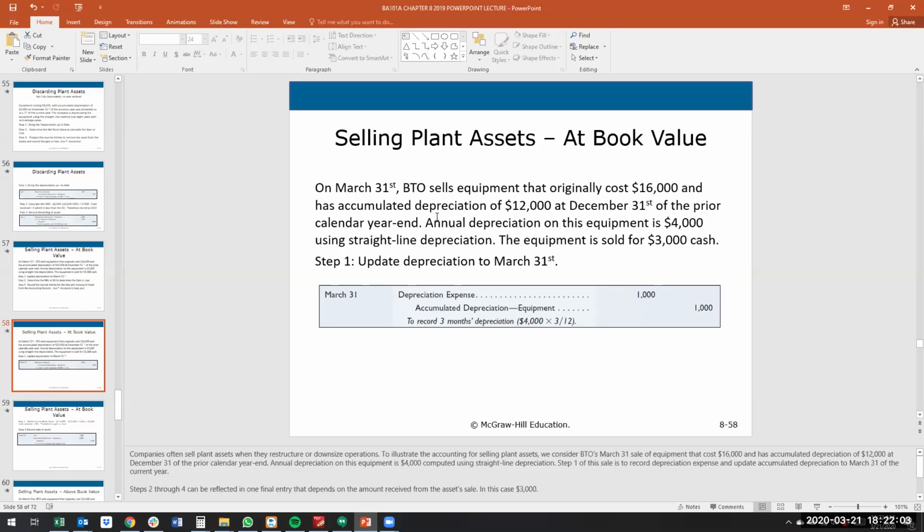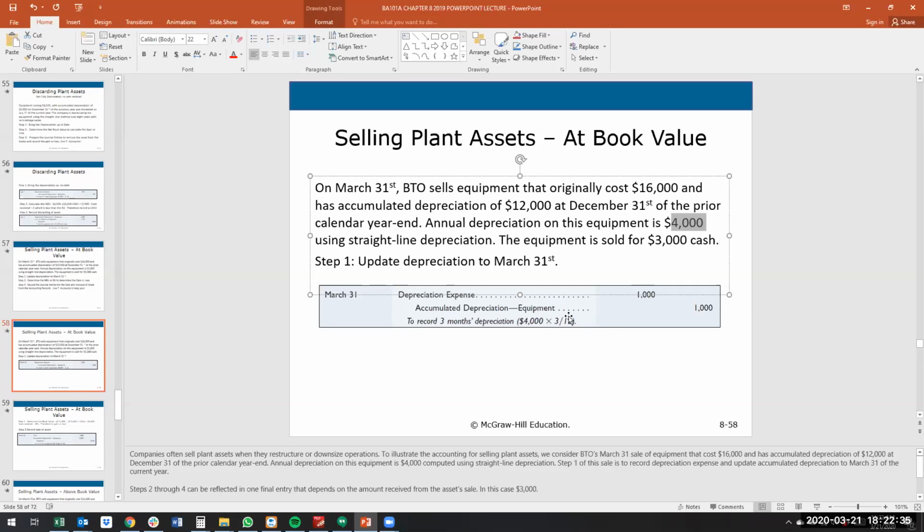So on March 31st, we sell equipment that originally cost 16,000 and has accumulated depreciation of 12,000. So at this point in time, we have a net book value of 4,000 as of the prior quarter, and annual depreciation is 4,000. We use straight line depreciation, and we sold it for 3,000 cash. Since we sold it on March 31st, we have to update the depreciation. We only have a 4,000 net book value, and then we also have to consider one third of the annual depreciation, which is an additional 1,000.